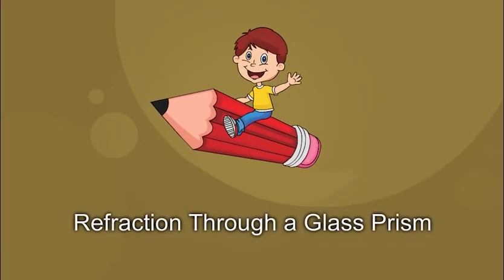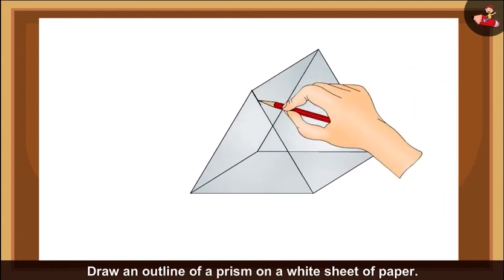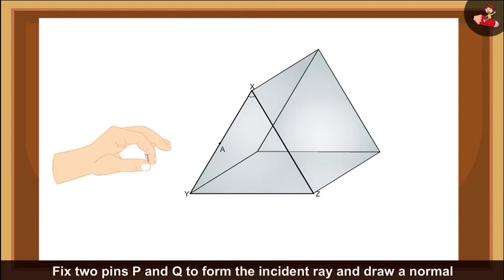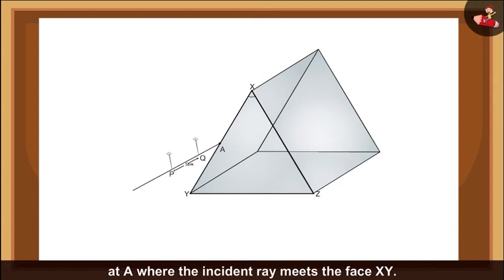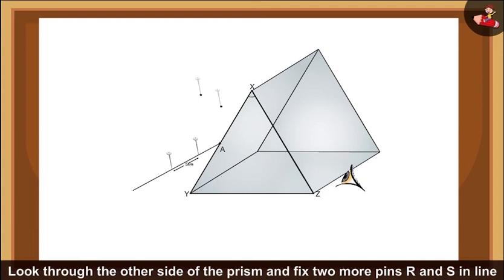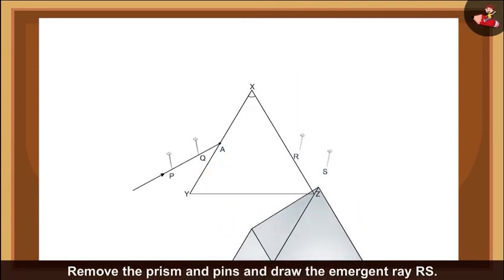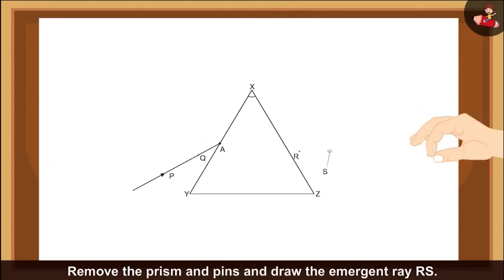Refraction through a glass prism. Draw an outline of a prism on a white sheet of paper. Fix two pins P and Q to form the incident ray and draw a normal at A where the incident ray meets the face XY. Look through the other side of the prism and fix two more pins R and S in line with the images of P and Q. Remove the prism and pins and draw the emergent ray RS.